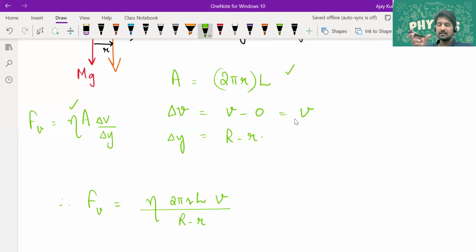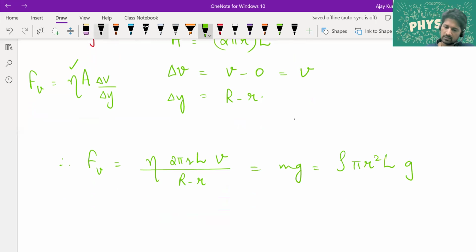Now, when will the cylinder attain a steady velocity? When its weight is balanced by the viscous force. So this should be equated to mg. How do we write mass? Density into volume. Volume is pi small r square L, and then g. Cancel whatever you can: pi small r, pi small r. L gets cancelled. So it does not depend on the length of the cylinder.